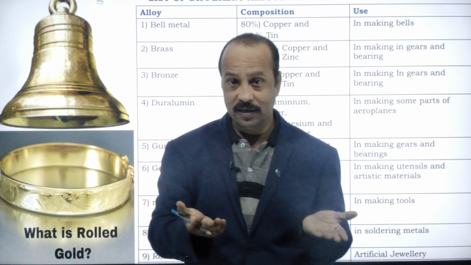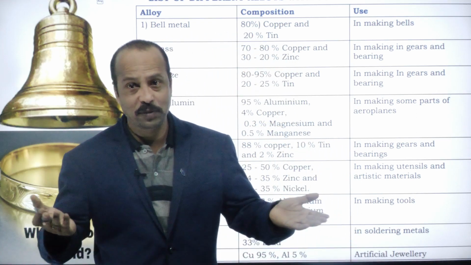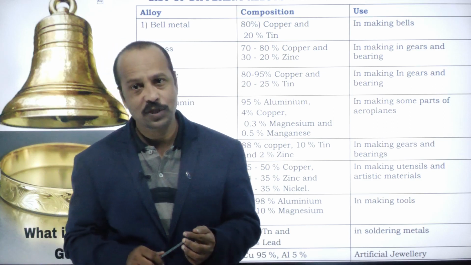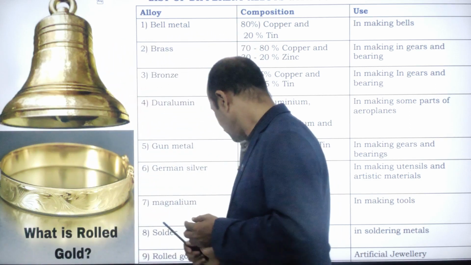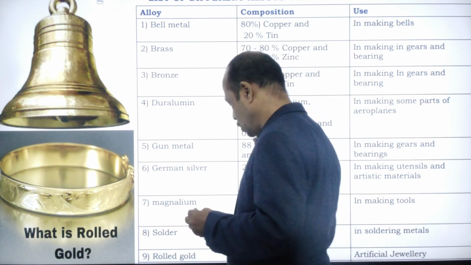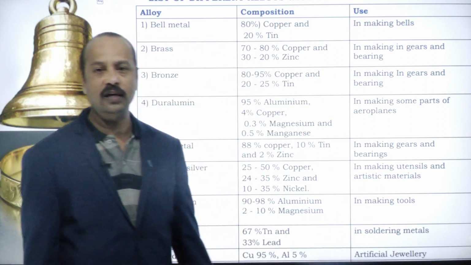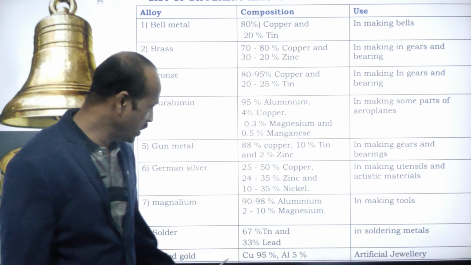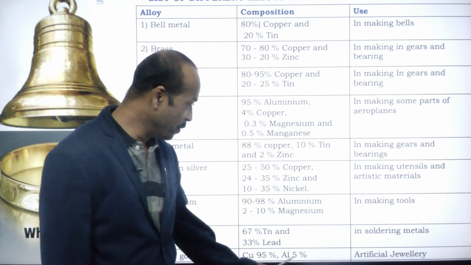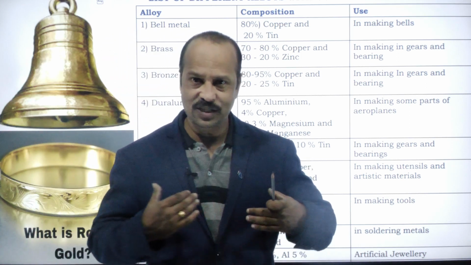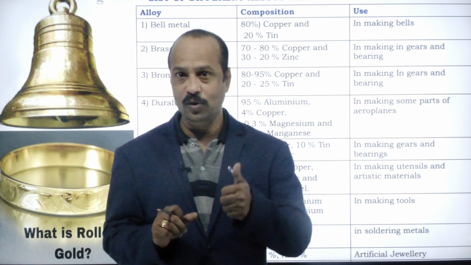So most of the people, India is a developing country, so many people can't afford it. In such cases, what they do is they use rolled gold, like artificial jewelry. Rolled gold consists of 95% copper and 5% aluminum. By using that, they make the jewelry, but it does not give the look of gold.